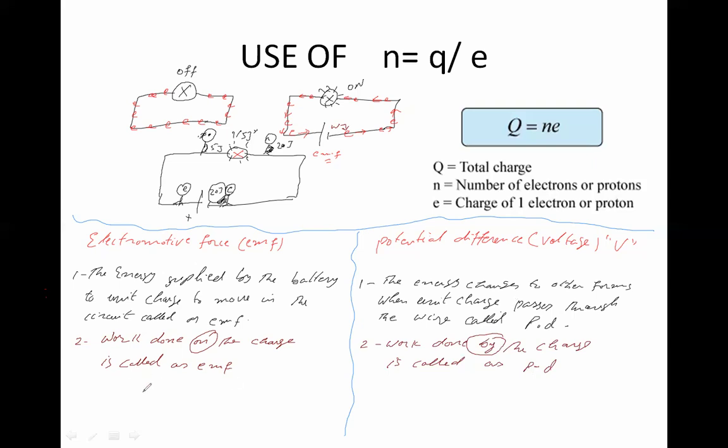अब आप इसकी इक्वेशन बनाएं, EMF, look, EMF equal to work done on the charge and potential difference is work done by the charge. Look, equation is the same, but this is the work done on the charge, this is work done by the charge. Mathematics don't know about on and by. We should write in the same equation. EMF is W over Q. Voltage or potential difference is also W over Q. But in this case, it is work on the charge. This is the work done by the charge.